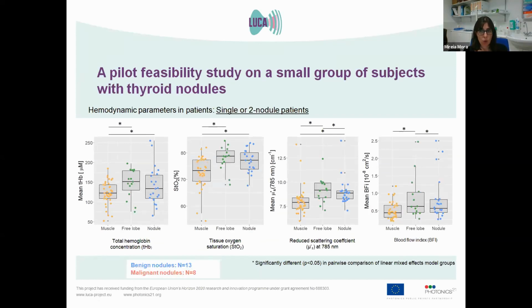The next step was to analyze patients with 1 or 2 nodules in relation to the same hemodynamic parameters. We can also see the large variability in all the parameters. And the general idea is that the four hemodynamic parameters can help us to distinguish between muscle and the thyroid parenchyma, and especially the reduced scattering coefficient and also blood flow index can help us to distinguish between the nodule and the nodule-free lobe.